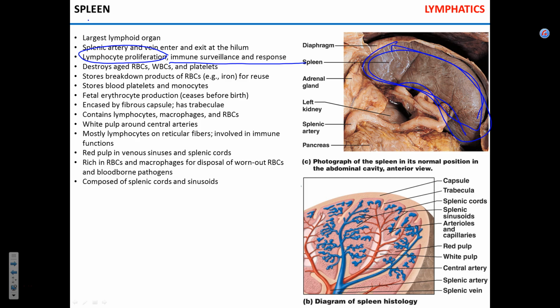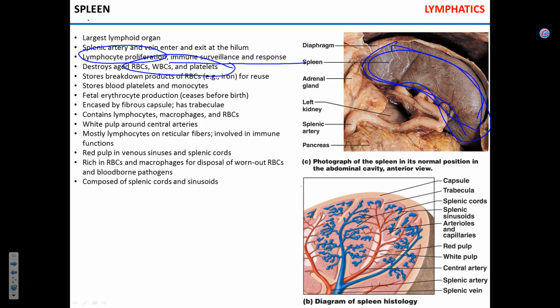So, let's break down the functions step by step. First of all, a lot of stuff is getting broken down in spleen, such as red blood cells, white blood cells, and platelets. So spleen recycles old blood cells.